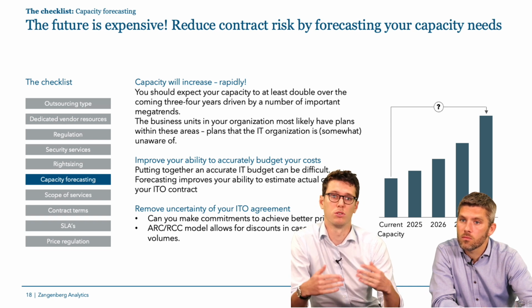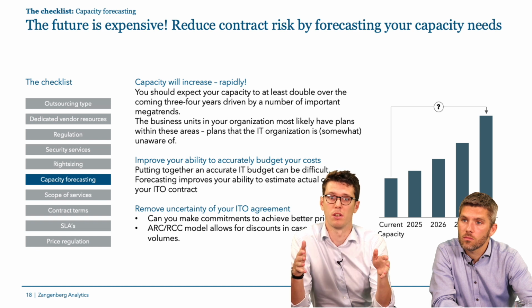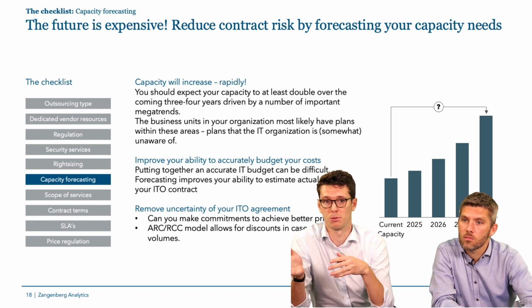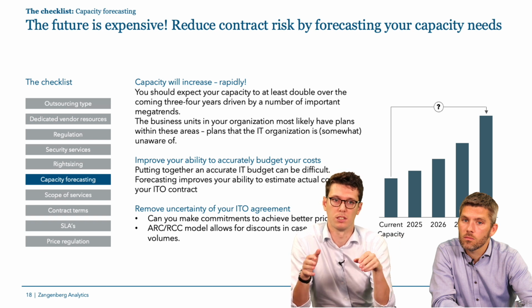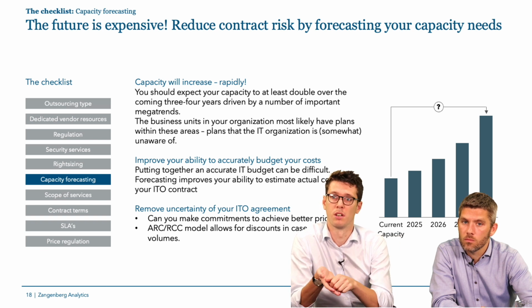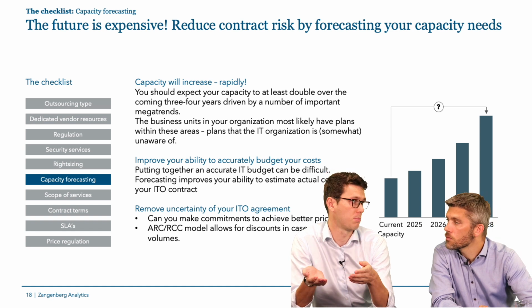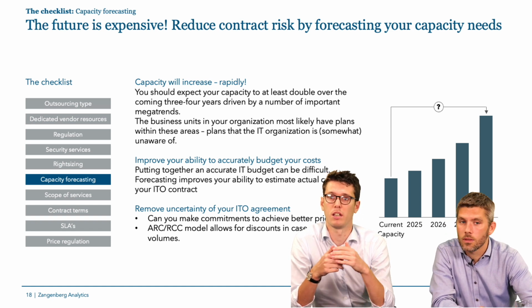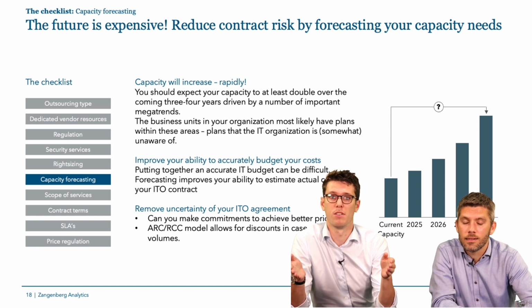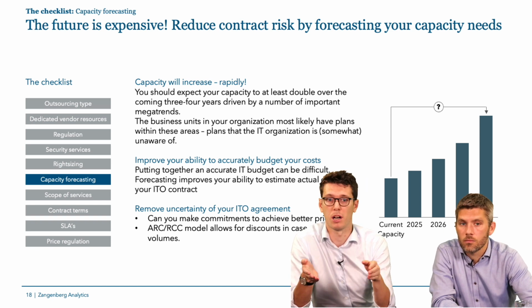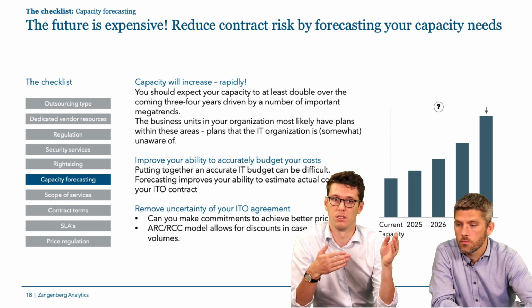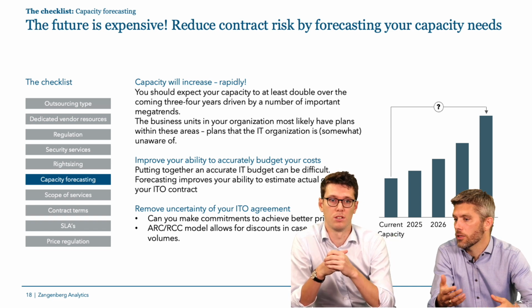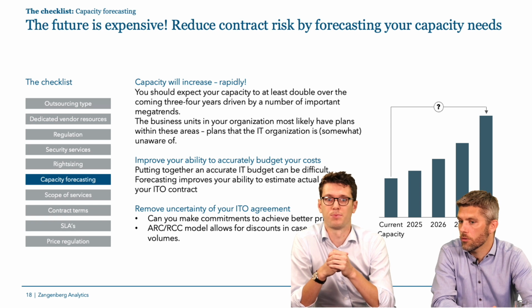And what you want to know before negotiating with a vendor is how much we expect our capacity to increase. There are several reasons that this is a good idea. One is it improves the accuracy of your budgeting, which your finance department will appreciate, and it means that you will have the money available in the IT department to absorb the potential increases in capacity, which will make your service delivery smoother.